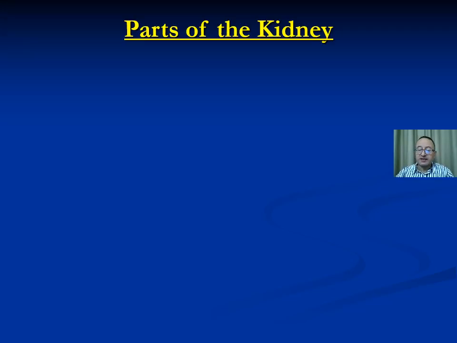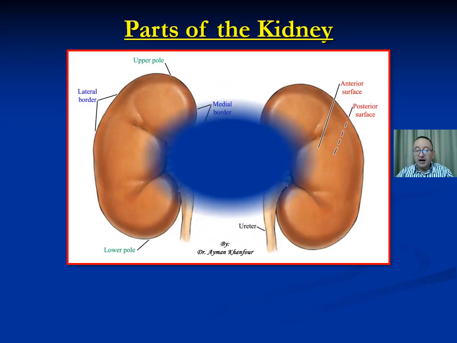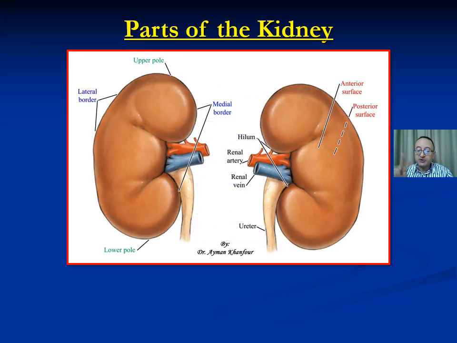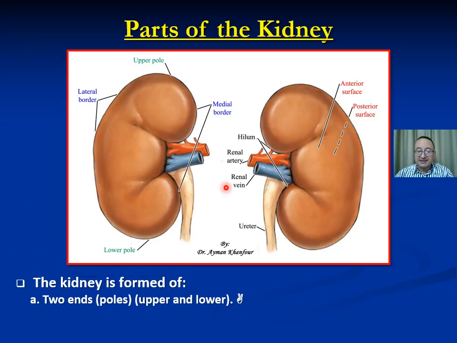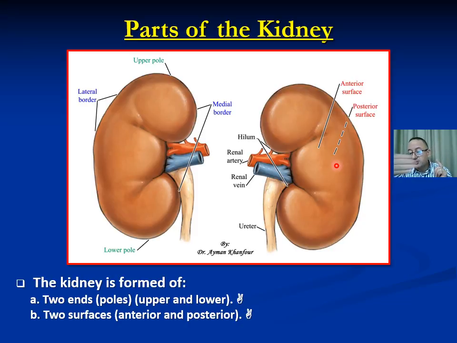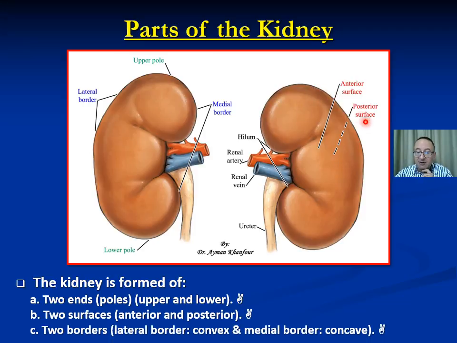Now, what are the parts of the kidney? If I look at the kidney, I'll find it formed of 2 plus 2 plus 2. What are those? It's formed of 2 ends, the upper end or upper pole and the lower end or lower pole. It also has 2 surfaces. This is the anterior surface, and this dotted one, why dotted? Because I'm not seeing it from the anterior surface, so it is the posterior surface. In addition, it has 2 borders: the lateral one, which is convex, and the medial one, which is concave.